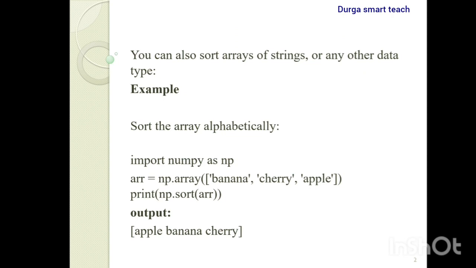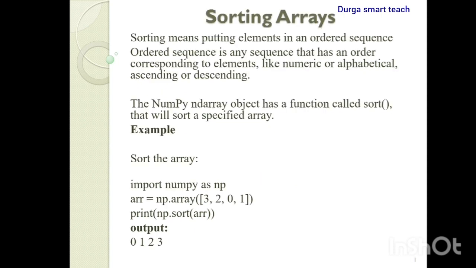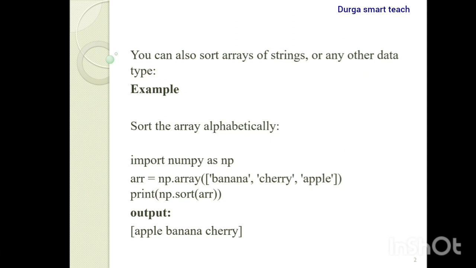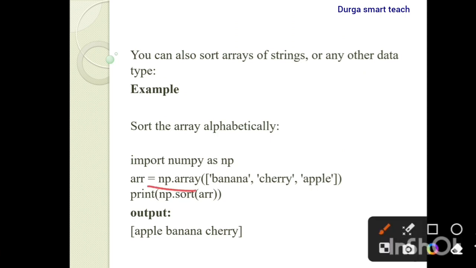You can sort an array of strings as well. In this example we have sorted integer values, but you can sort strings too. Here I am creating one array with the string data type: banana, cherry and apple. I want to sort these elements. The sorting is based on alphabetical order, a b c, so first apple will come, after that banana, and after that cherry. These elements are sorted based on alphabetical order.